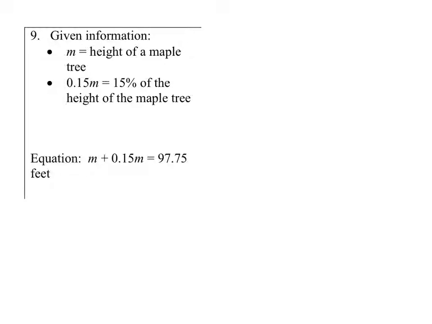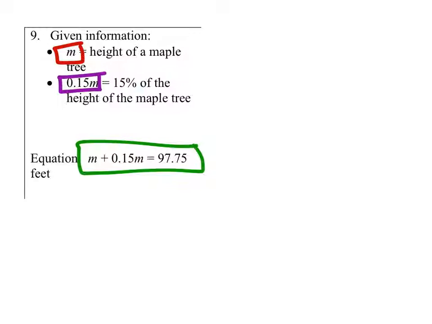Alright, here's the given information. M is the height of a maple tree. 0.15 M is 15% of the height of the maple tree. That's pretty good because they gave us a lot of information right there, which means that we don't really need to do a ton of work. So we got M, 0.15 M. We'll do more decimal stuff later on. And then we got the equation. So we should get 3 sentences out of this thing.